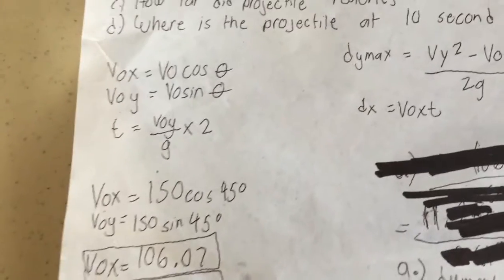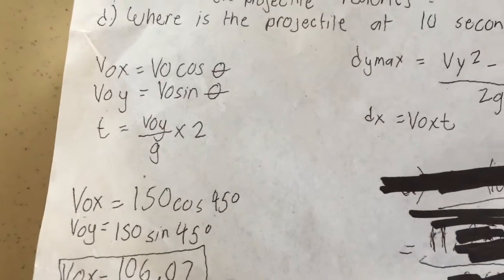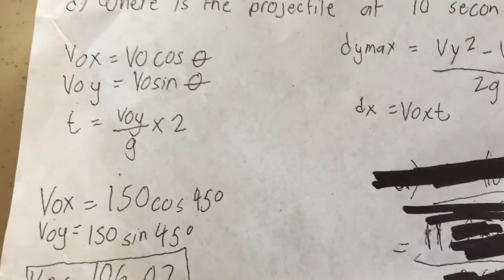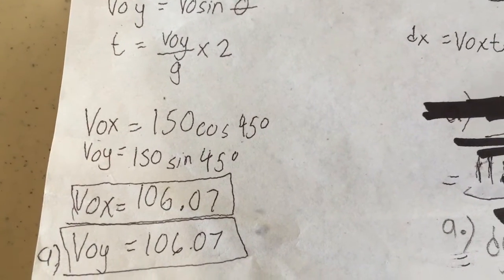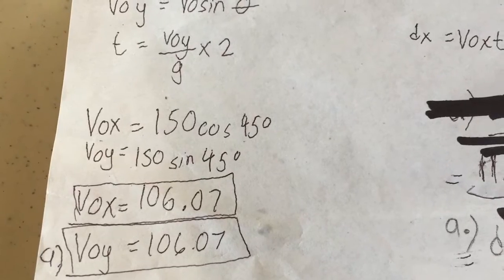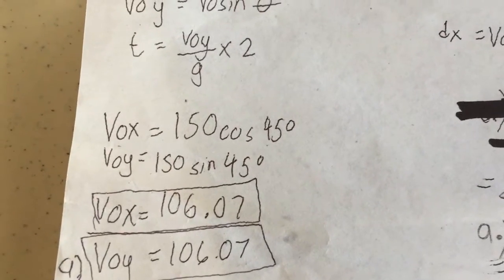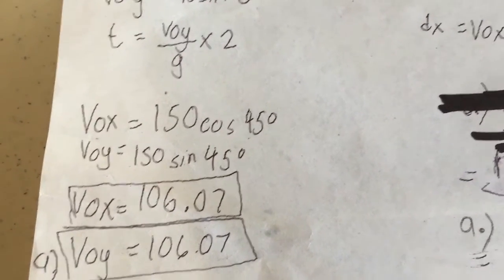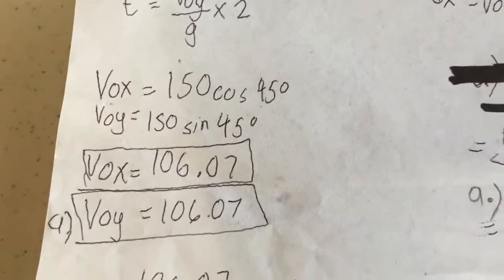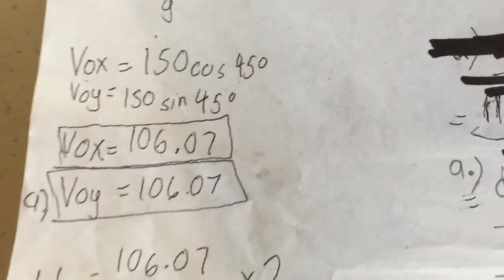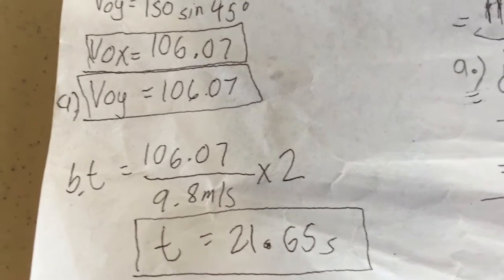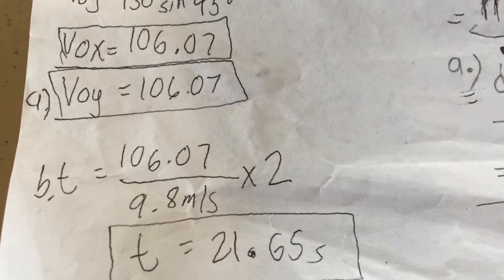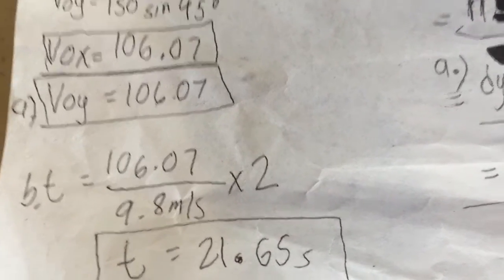The formula for time is Voy over g times 2. So the Voy is missing. The formula for Voy is 150 sine 45 degrees, and the answer is 106.7. Then substitute the following numbers, and the answer is 21.65 seconds.